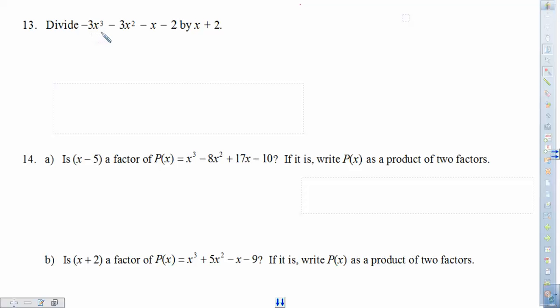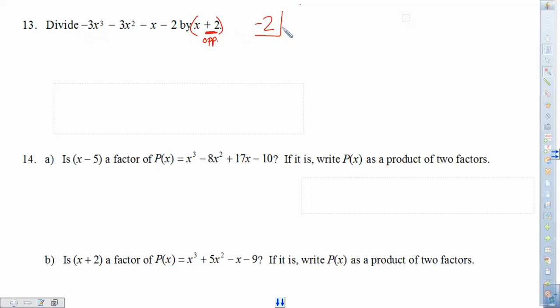So what are we dividing here? We are dividing negative 3x to the third minus 3x squared minus x minus 2. We are going to divide that by the quantity x plus 2. Based off of the work that you did in section 5-4, we would need to do synthetic division here. What number would go in this box right here? You got it. It would always be the opposite of that number right there. So in this case, negative 2.